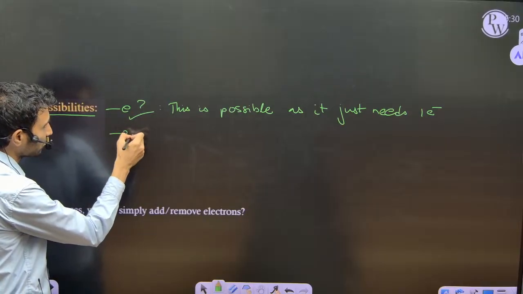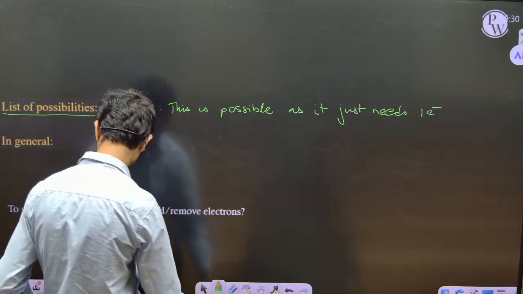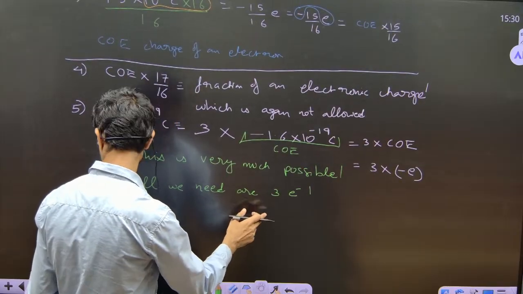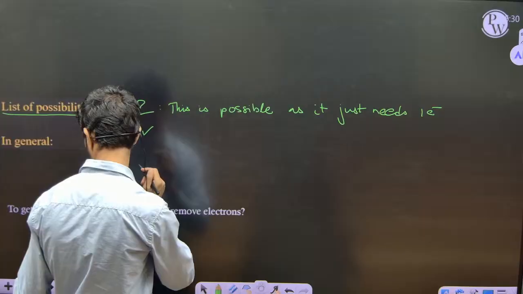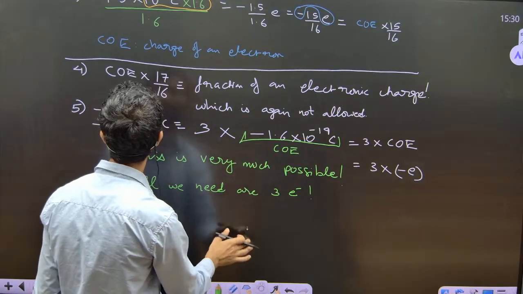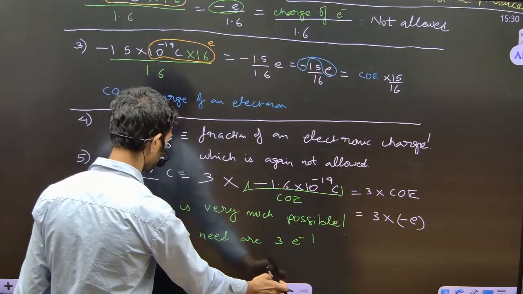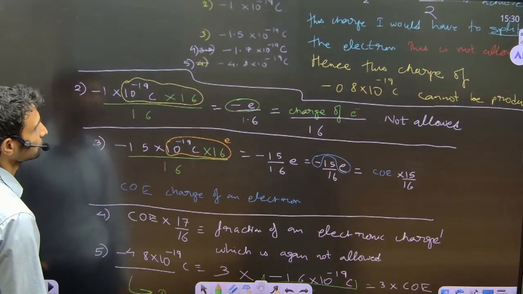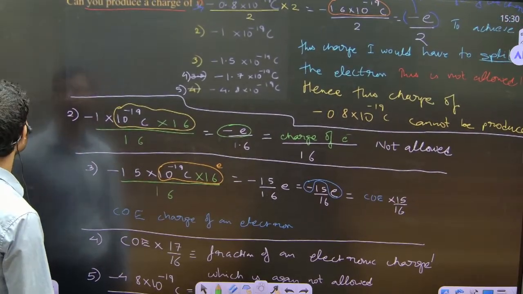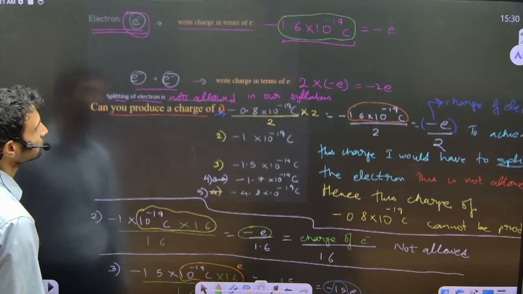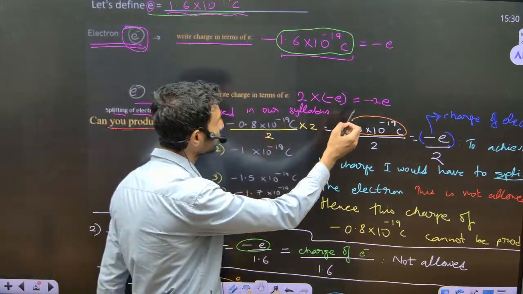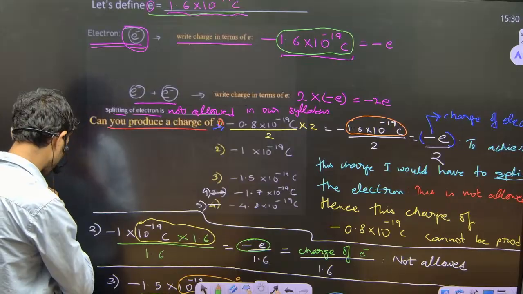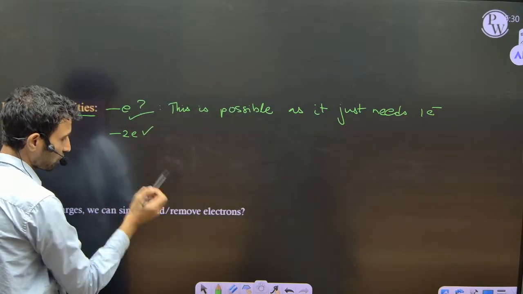What about minus 2e? This is also possible. We very much saw this, didn't we? In the last slide, if you remember. Where did we see it? Here, you see, minus 2e. It was very much possible, kids. What do you need? All you need is a bunch of 2 electrons. So this is possible. Yes, very much.